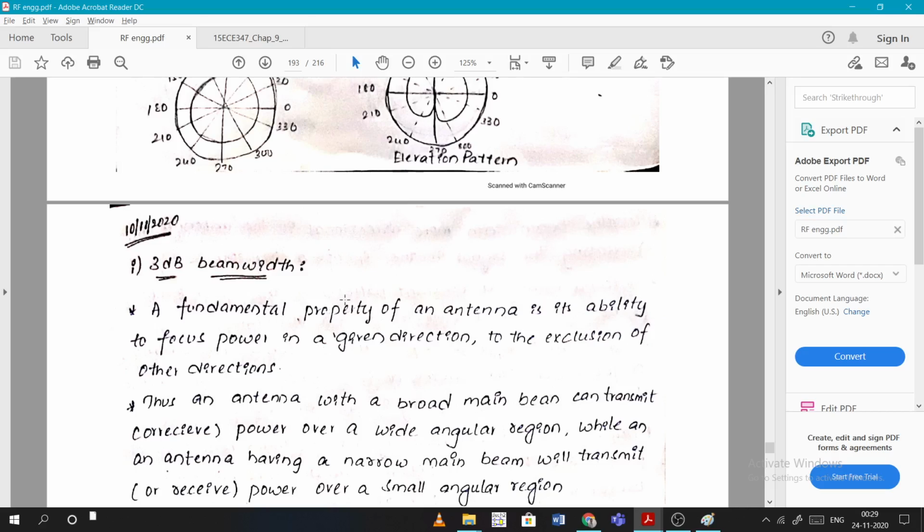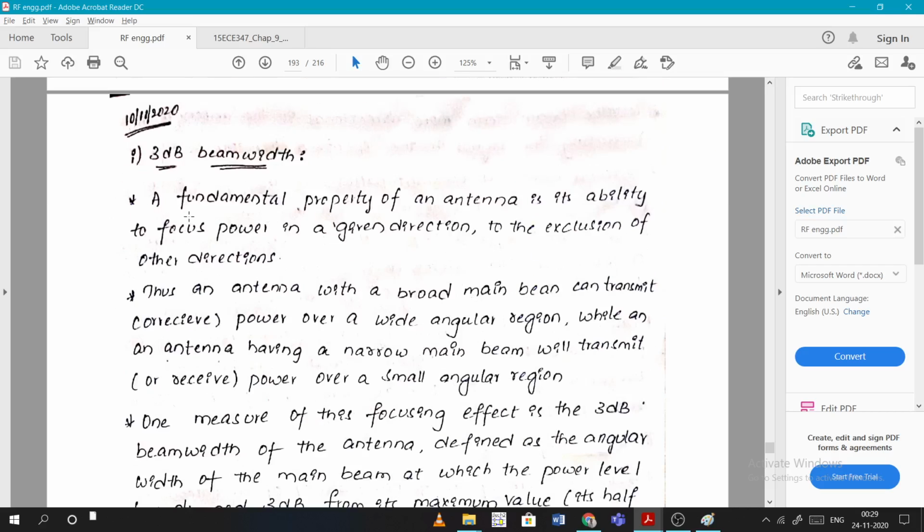Next is 3 dB bandwidth. What is the 3 dB bandwidth? Here a fundamental property of an antenna is its ability to focus power in a given direction, okay. Basically any antenna is designed to focus a wave in a particular direction. Thus an antenna with a broad main beam can transmit or receive power over a wide angular region, while an antenna having a narrow beam will transmit or receive power over a small angular region.